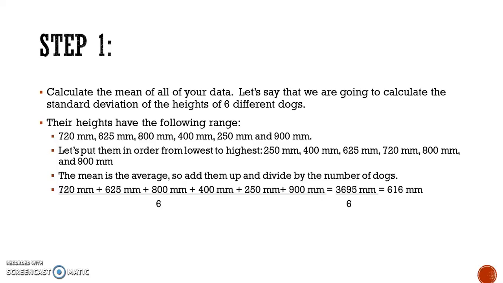So we're going to take a look at the heights. We're going to calculate the standard deviation of the heights for 6 different dogs. They have a range, and the range goes from 250 to 900 millimeters. Okay, so I put them in order from 250, 400, 625, 720, 800, and 900. I just did, you don't have to. So the mean is the average, so we add up and we divide by the number of dogs. All right, so that's what I did there. And I have an average of 616 millimeters for the different heights of the dog.